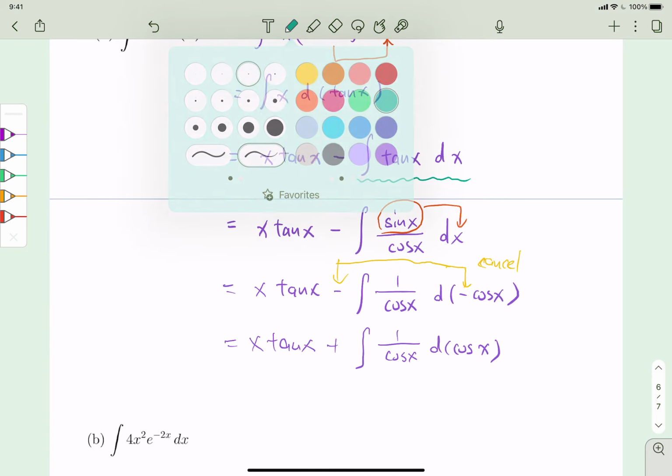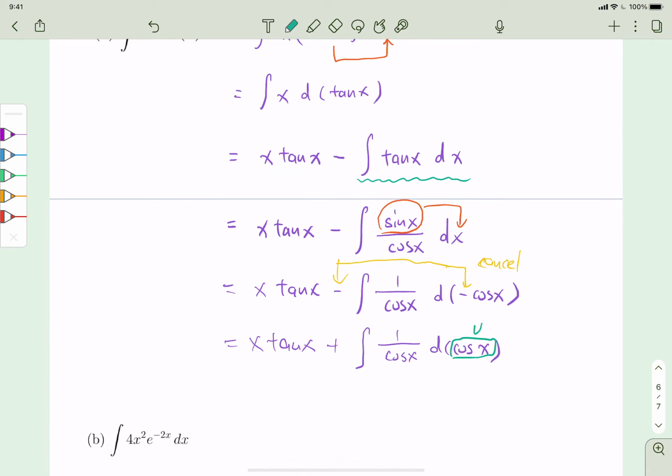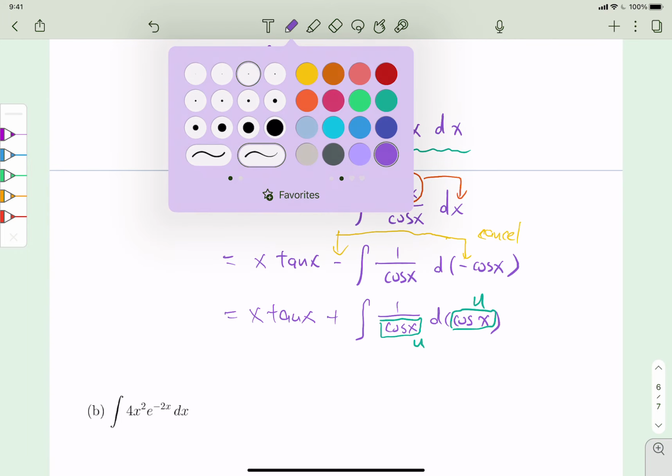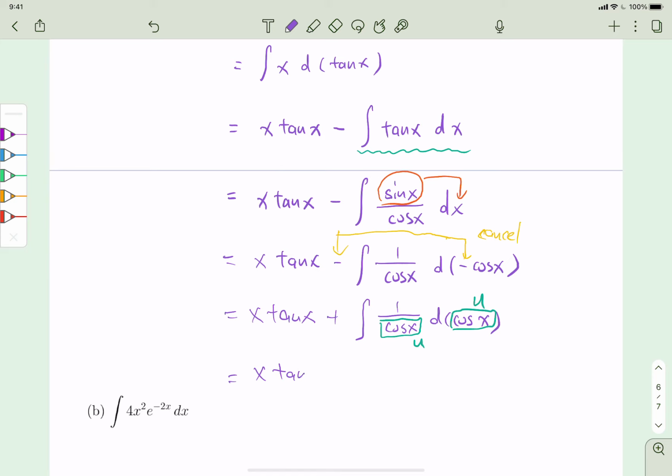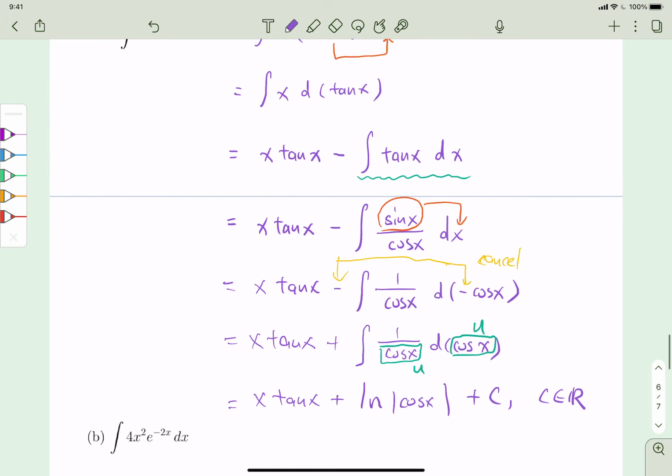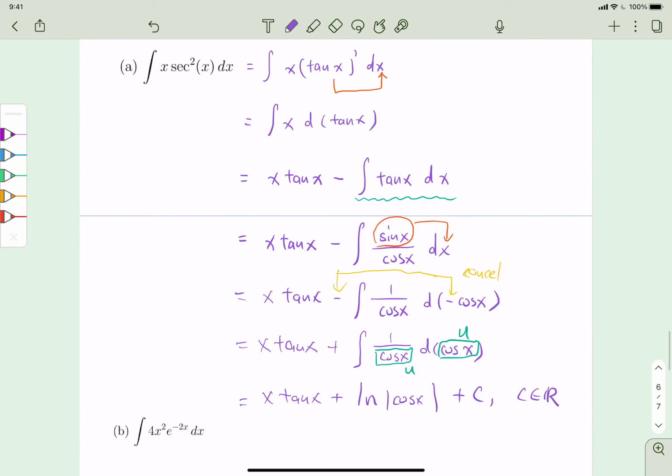Substitution tells you to let this be u. Okay, this guy is going to be your u, right? So the final answer is x tangent x plus the log function, log u, right? And u should be replaced with cos x, with an absolute value. Okay, and at the end we add c. Okay, that is integration by parts with a little bit of substitution. That is our question A.